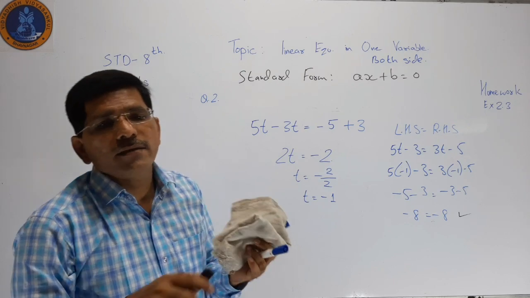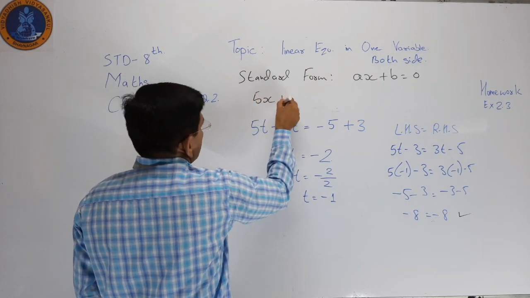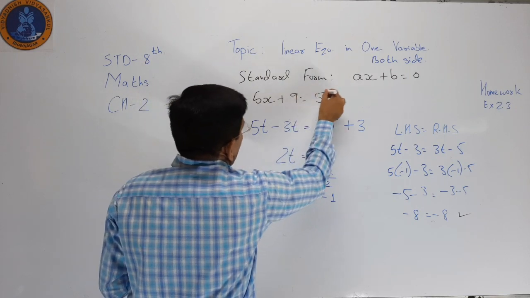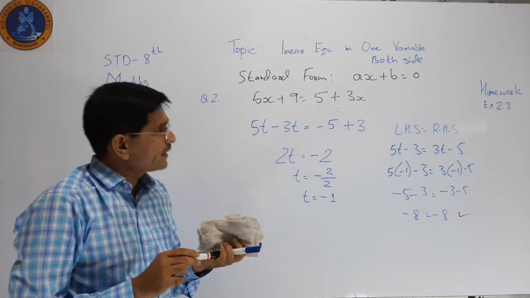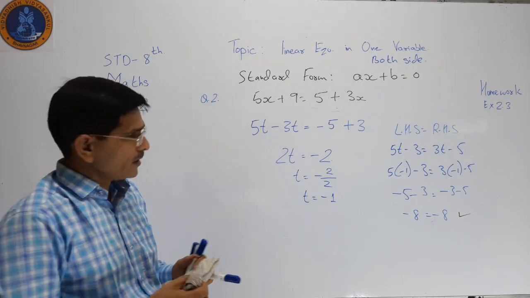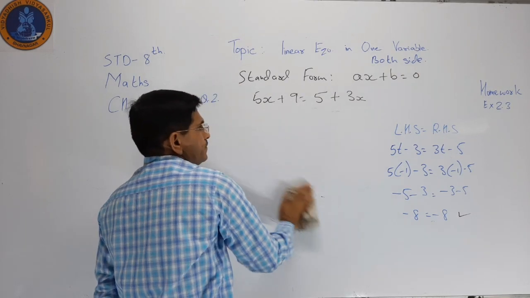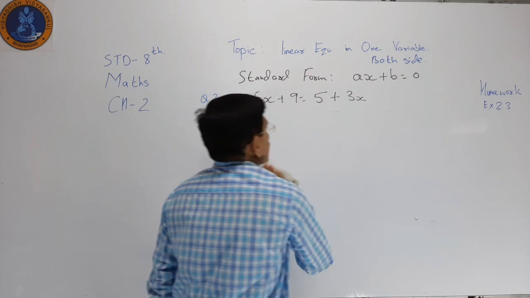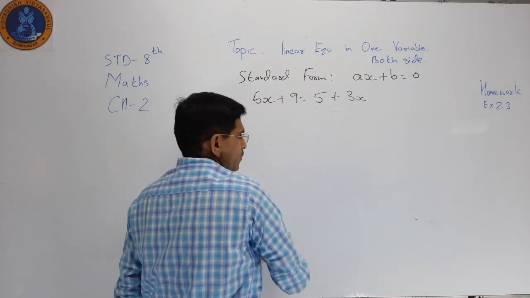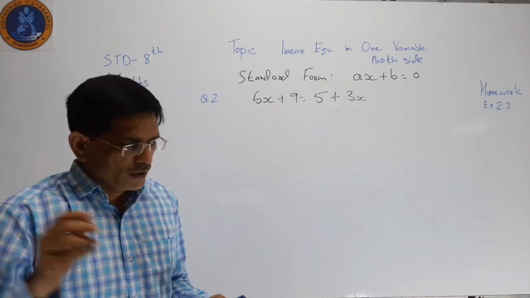5x plus 9 is equal to 5 plus 3x. Now what we have to do? Again, left hand side is equal to right hand side. We have to do the left hand side is equal to right hand side.